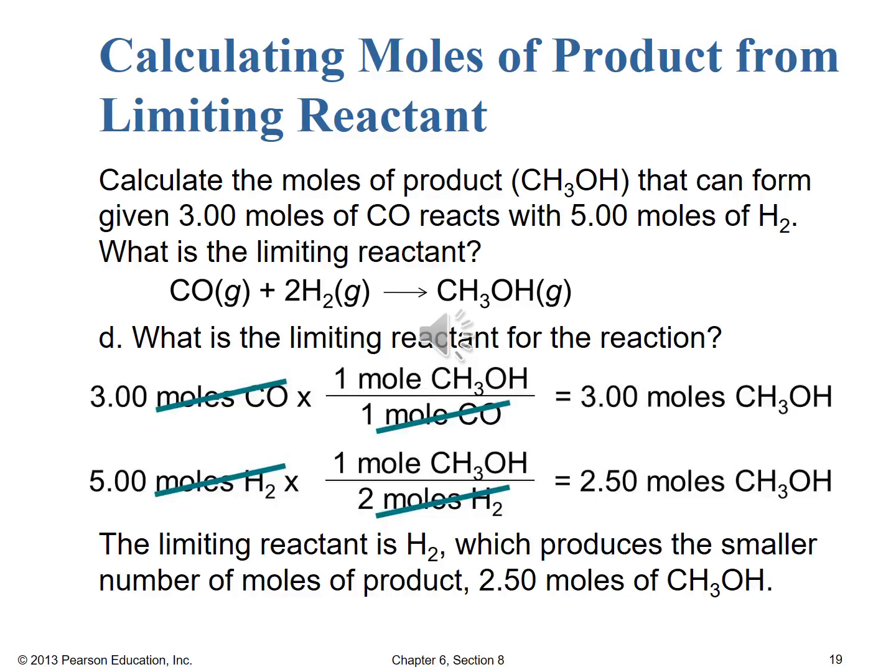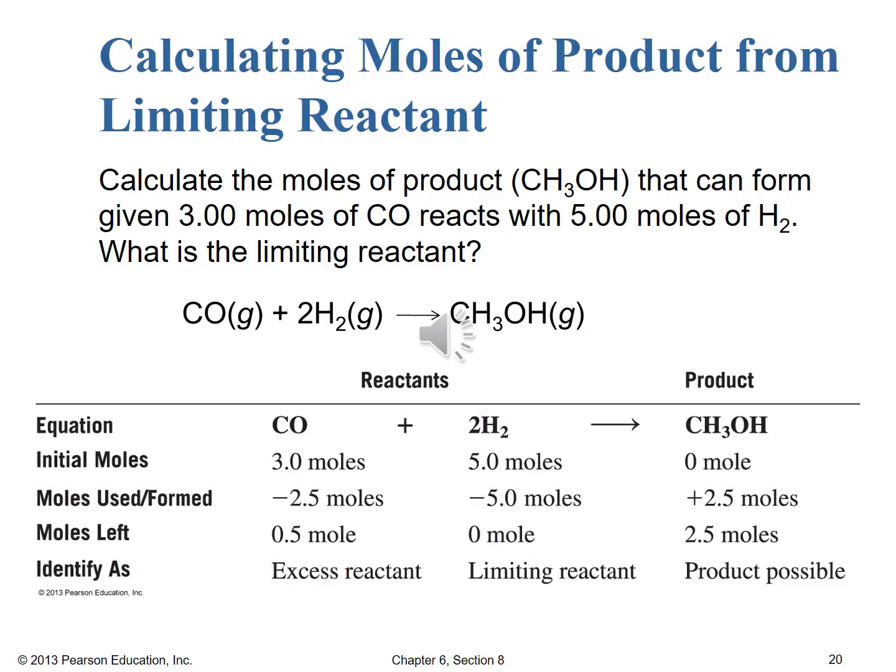Typically what we'll do is we'll give you masses, and masses would have been even different because hydrogen's so light that 5 moles of hydrogen would have only been 10 grams, whereas the 3 moles of carbon monoxide would have been close to 90 grams. So we did have a smaller mass of hydrogen, but a greater mole of hydrogen, and it's always the moles that we compare. If I give you masses, you've still got to convert to moles, so it's just one additional step.